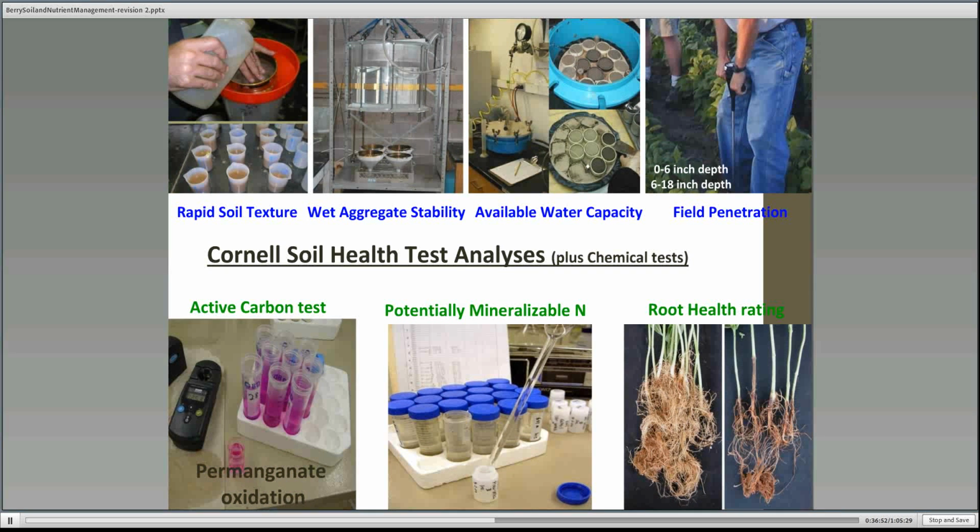The soil health lab uses a modified Morgan extraction solution to determine soil nutrient levels. And then the soil texture determination is also used to categorize test results.